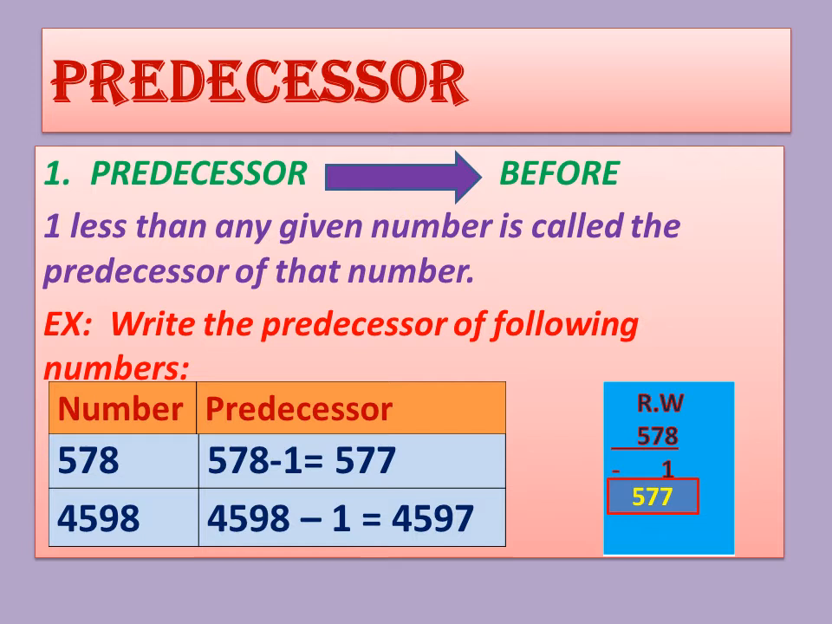Here predecessor means before. So one less than any given number is called the predecessor of that number. जब हम किसी भी नंबर में से वन लेस कर देते हैं, मतलब कि उसका पीछे वाला नंबर लेते हैं, that is called predecessor. That is what comes before. So before को हम predecessor से बुलाते हैं. So the other name for what comes before is predecessor.